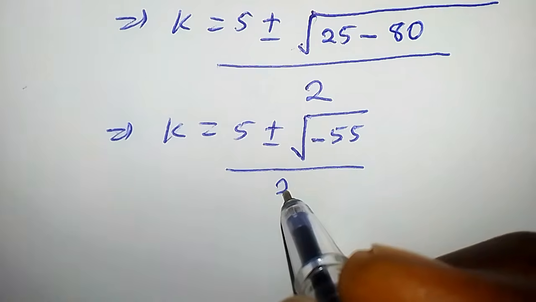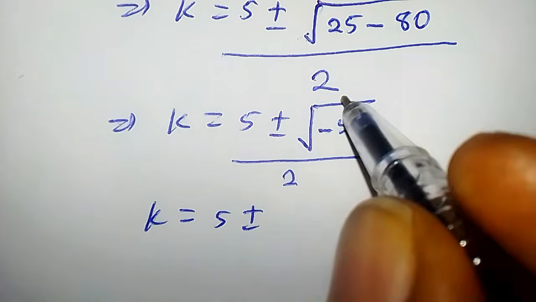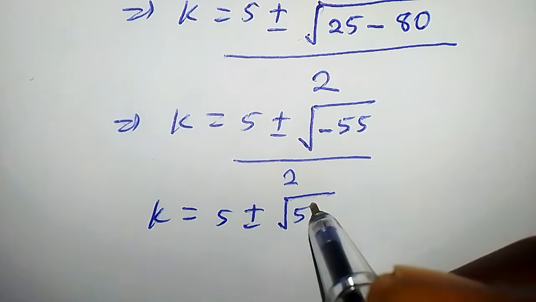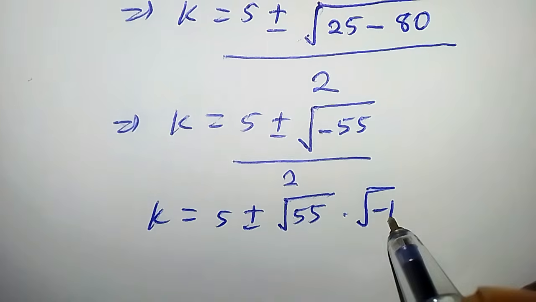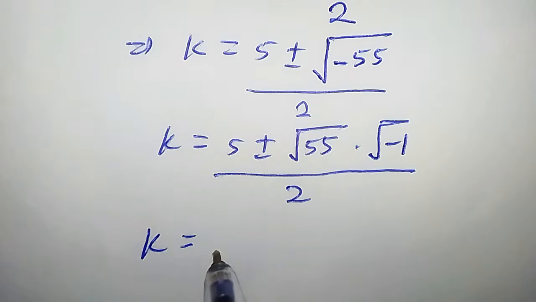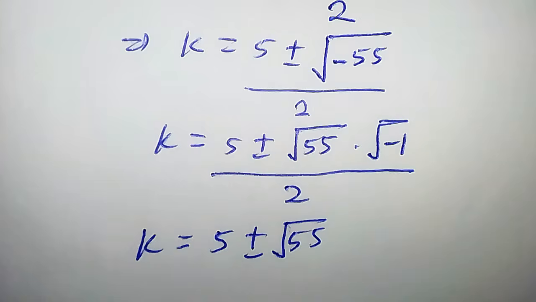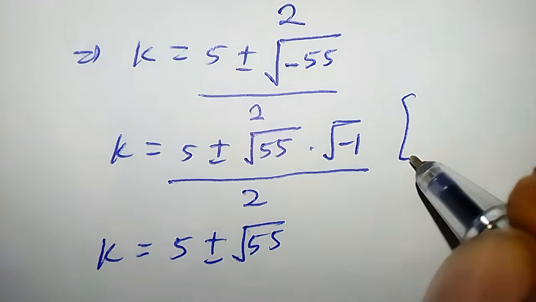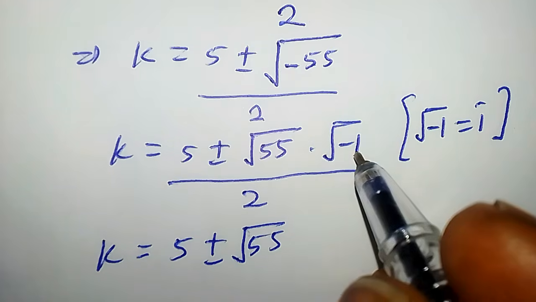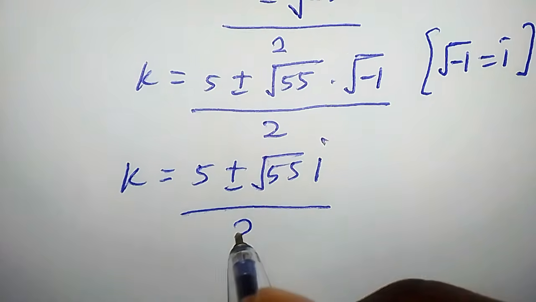divided by 2. So we have k equal to 5 plus or minus square root of minus 55, which could be written as square root of 55 times square root of negative 1, divided by 2. But we know that from the complex number, square root of minus 1 is equal to i. So that means we have to write i in place of this. We have i divided by 2.